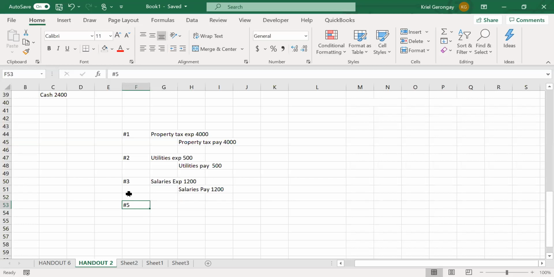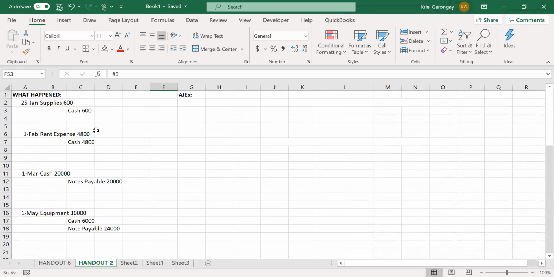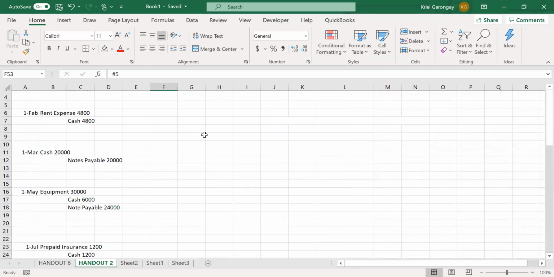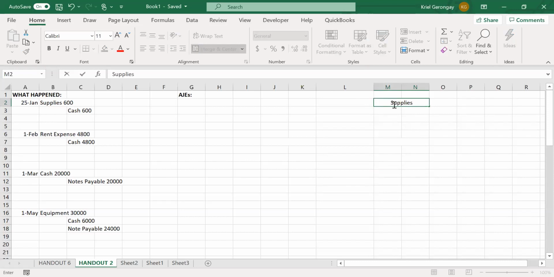For number 4, if you read the information, it says the office supplies account had a beginning balance of 300 and an ending balance of 150. If you look at the transaction that we recorded on January 25th, this has something to do with number 4. You're going to need the initial journal entry from the 25th to make this adjusting entry.